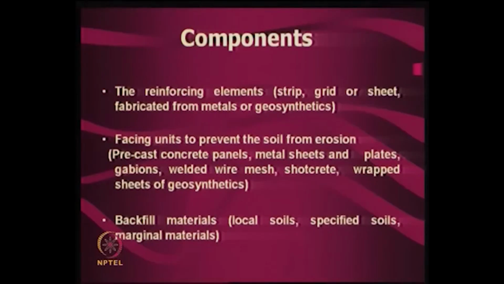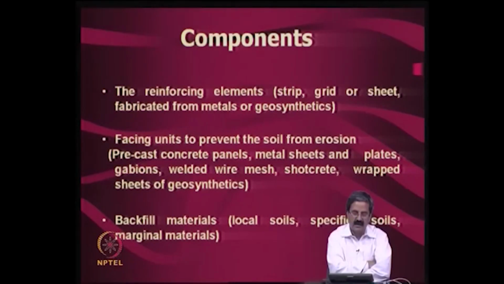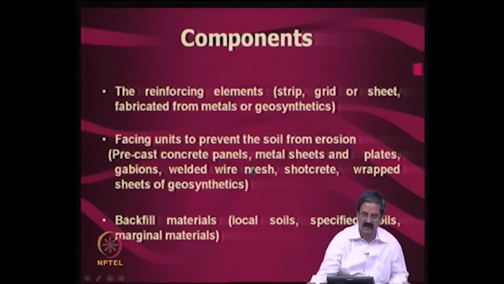So it has three components. One is a reinforcing element, like a strip or a grid or a sheet or anything. Then facing units to prevent soil from erosion. It can be precast concrete panels that we see, metal sheets and plates, gabions, welded wire mesh, shotcrete, wrapped sheets of geosynthetics, anything. Then backfill soils, you have some specifications here that we will discuss. You can have local soils, marginal materials, even fly ash can be used. In fact, I have used fly ash in at least 2 projects.